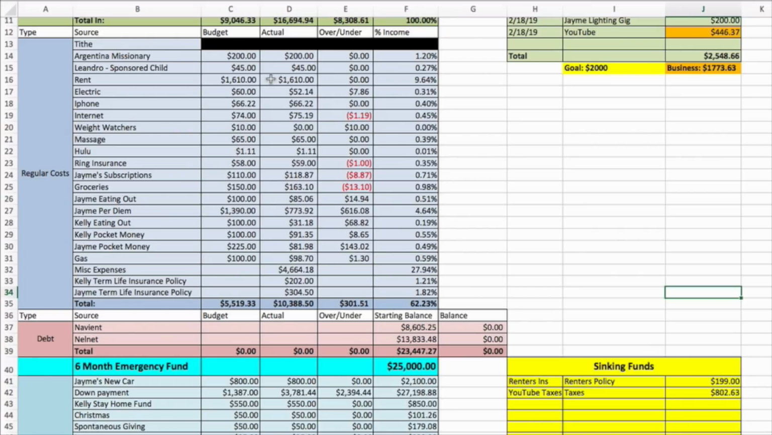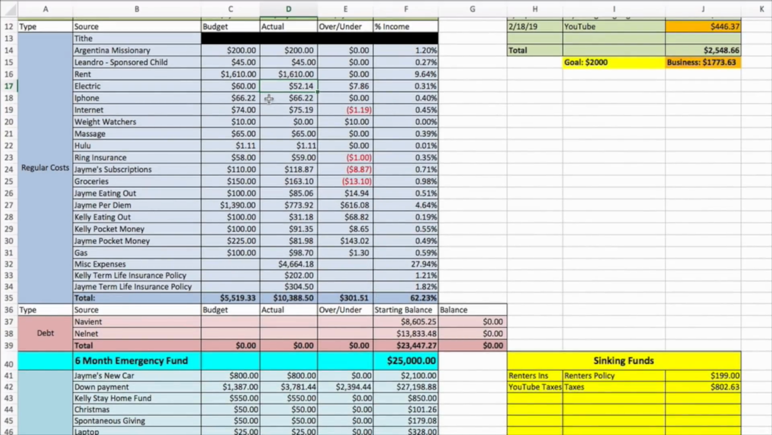Rent stayed the same at $1,610. Electric, $5,214. iPhone, $66.22. That's for Jamie and I's iPhone, both of them. Internet went up $1.19, $75.19. I realized that it went up the past couple months. So for March, I adjusted this. So next month, you'll see $75.19.